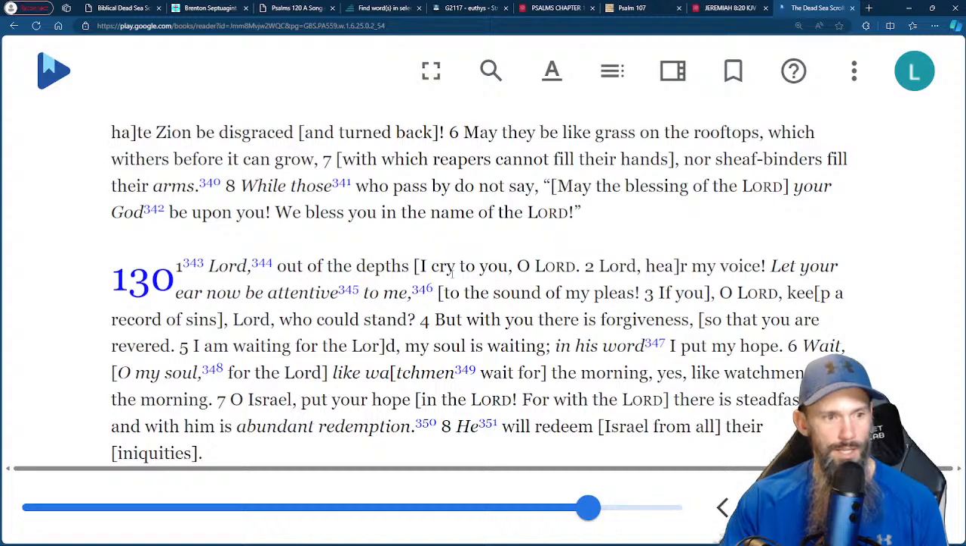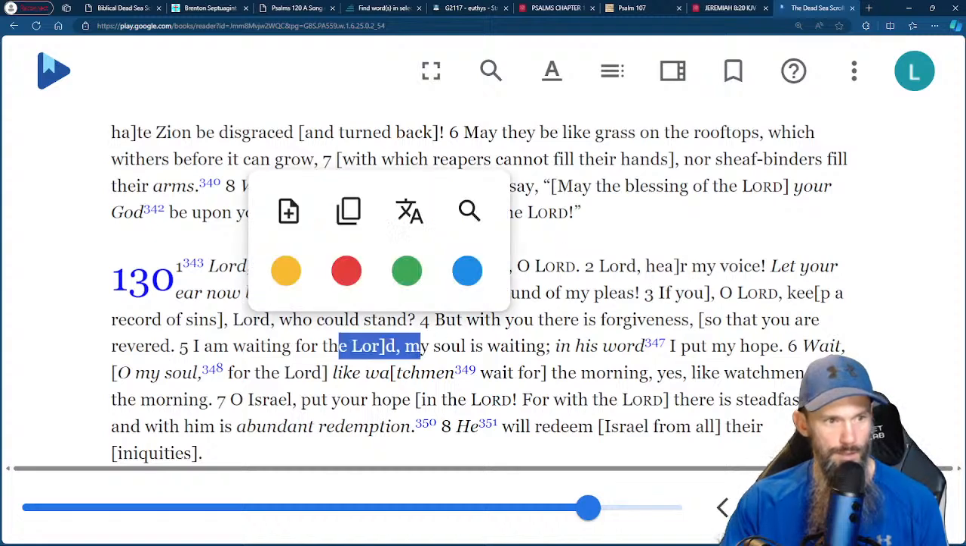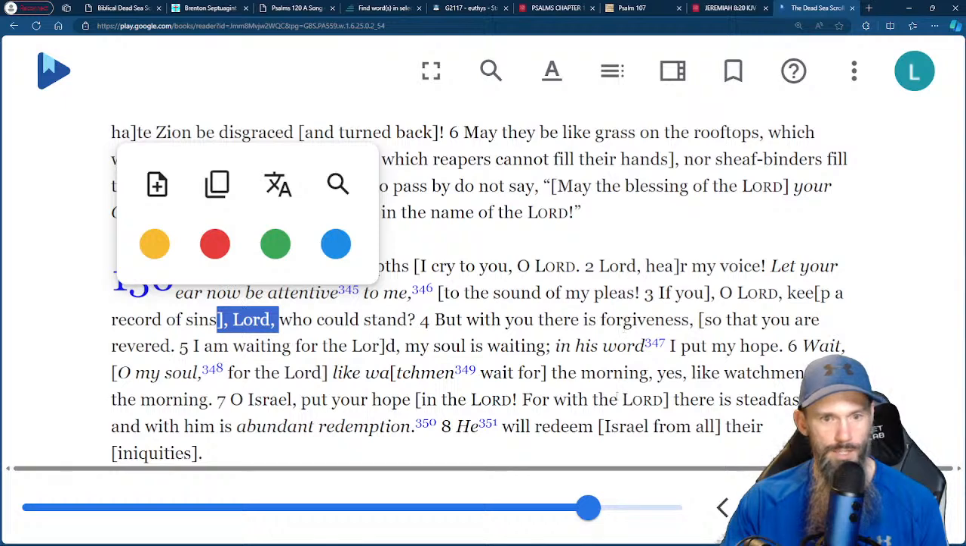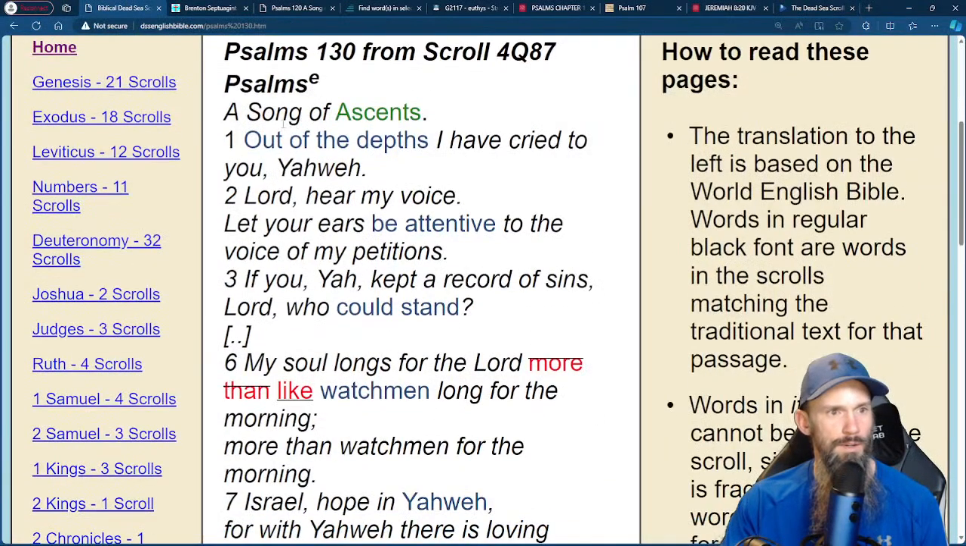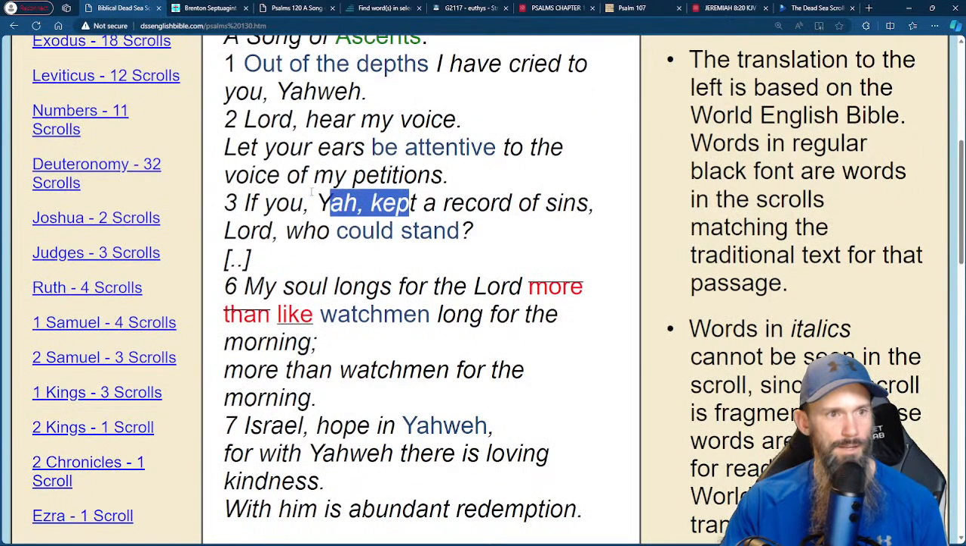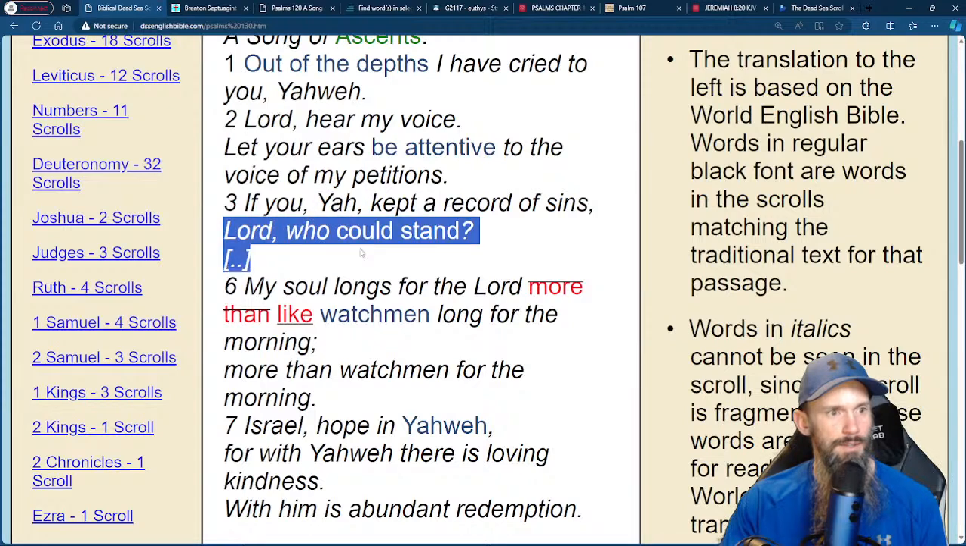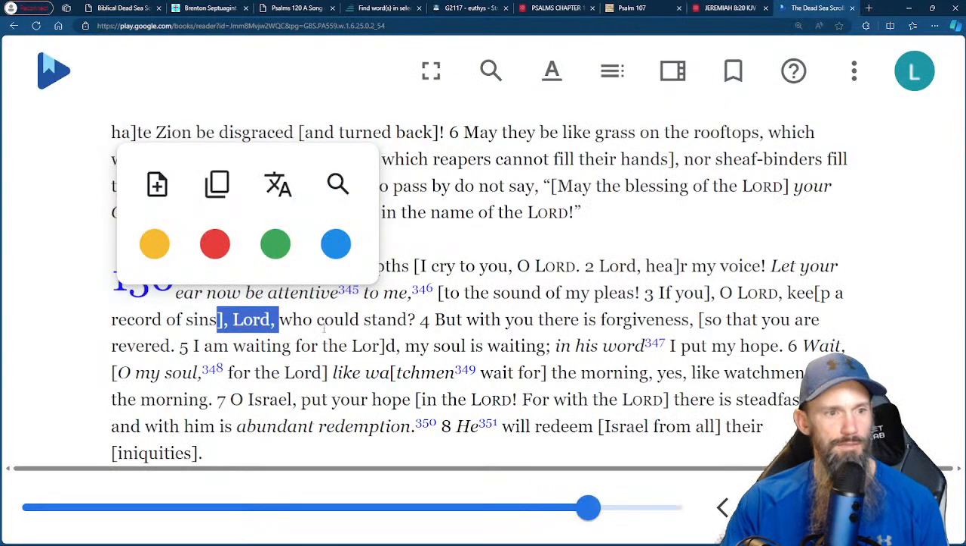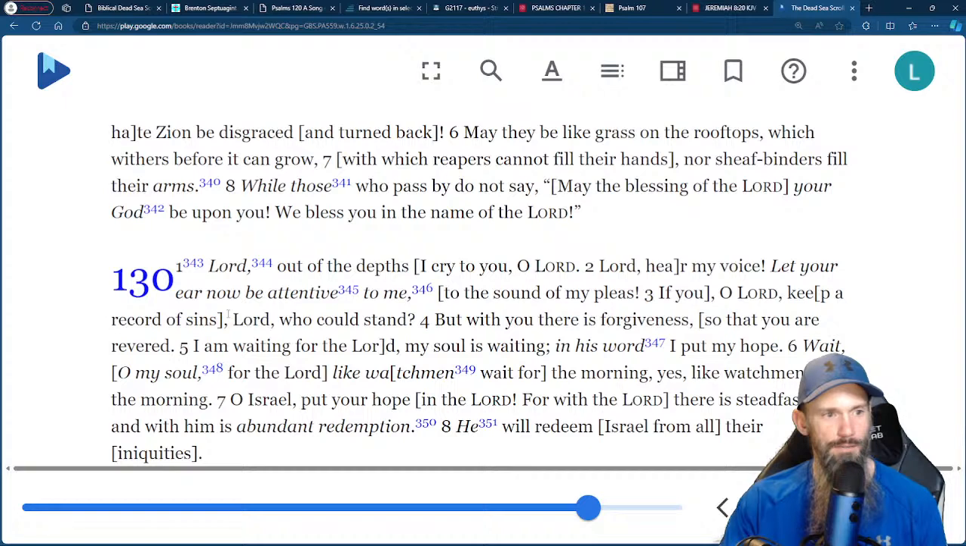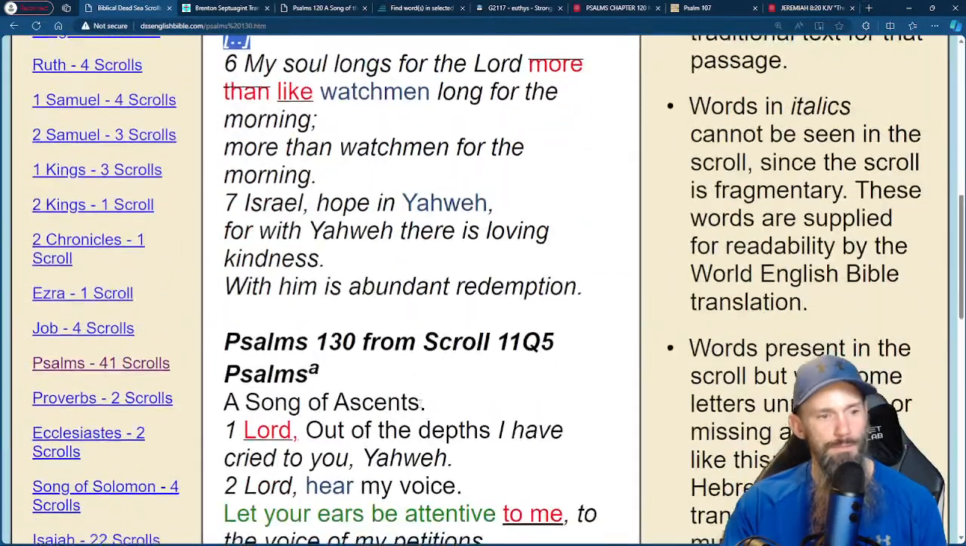Yeah, so they got Lord translated. So that would be his name, Yahuwah. Oh, Yahuwah, keep a record of sins. Who could stand? Nah, he's got Yah. See, this translation, they just give you the regular Masoretic text. Every time they see his name, they translate it Lord, Lord, Lord, all over the place. Anyways.